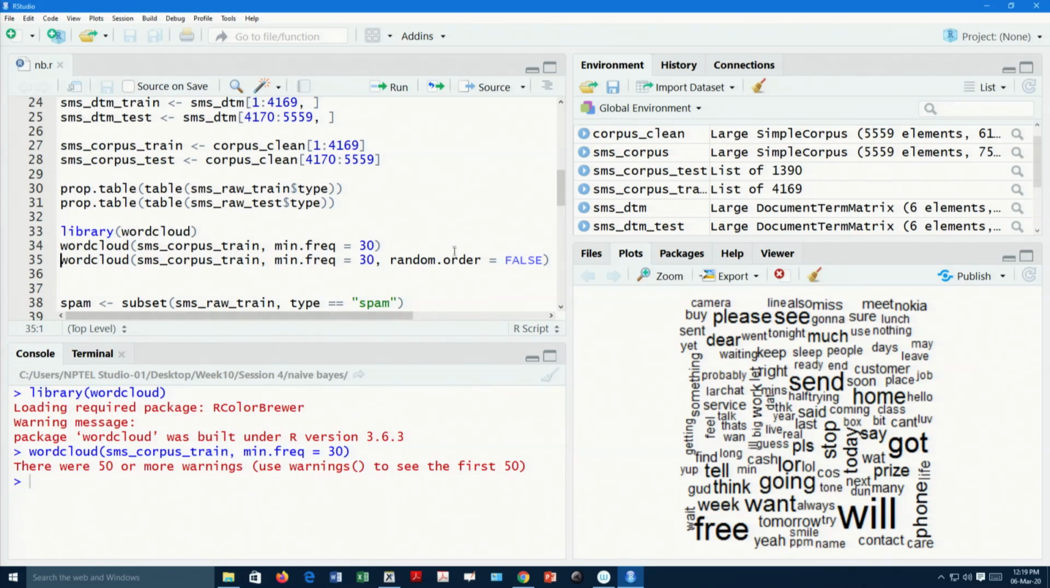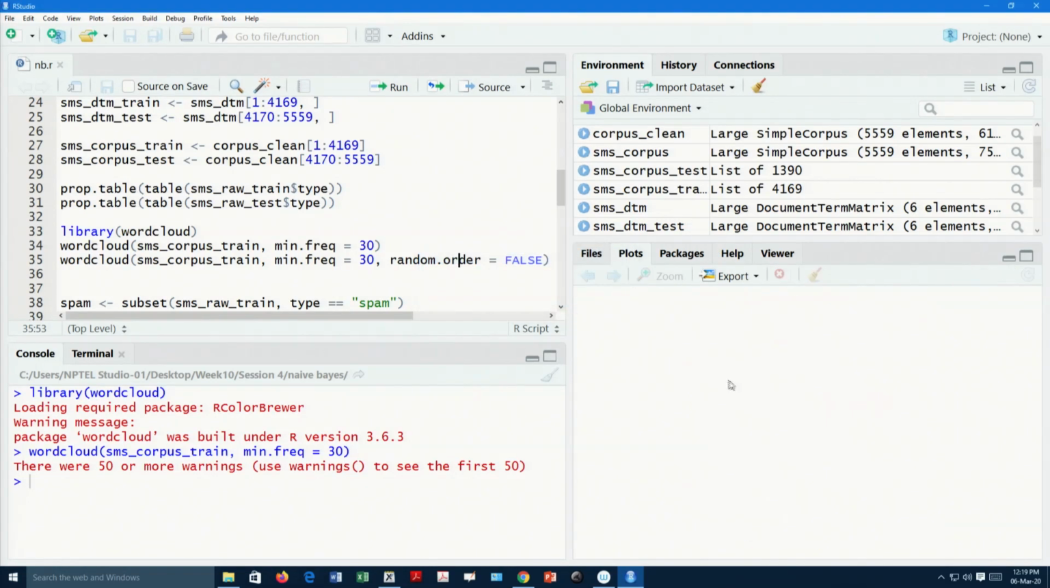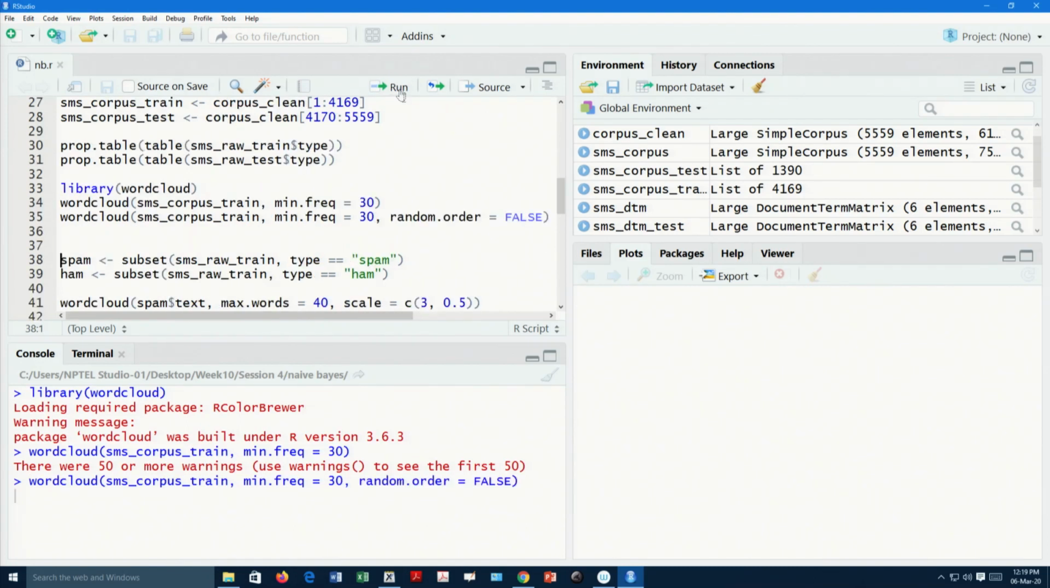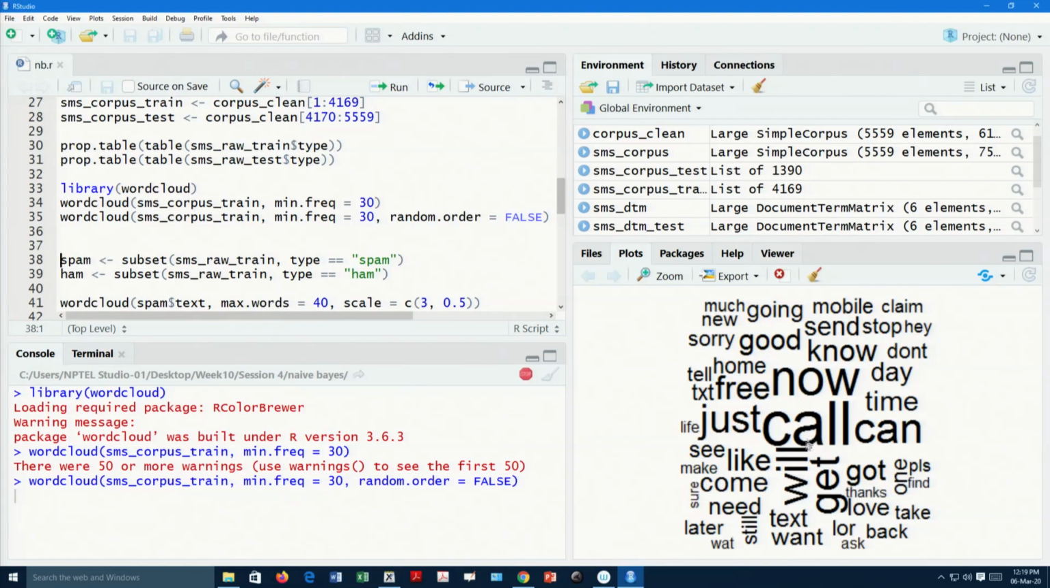Now, if I set random.order equal to FALSE, what will that do? Before you plot the next plot, it is better to clean the plotting area. What it will do is put the important words in the middle. So, you see call, now, just, will, can. Now, what is my purpose? My purpose is to use words to analyze whether a message is spam or ham.